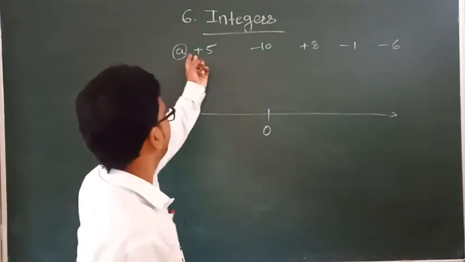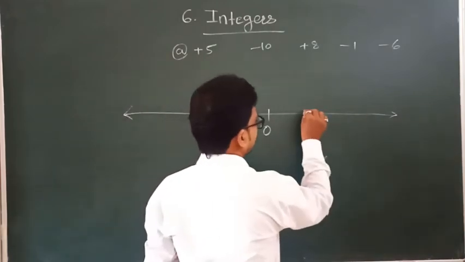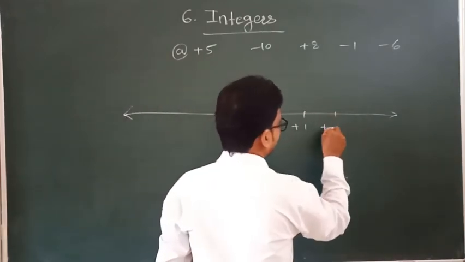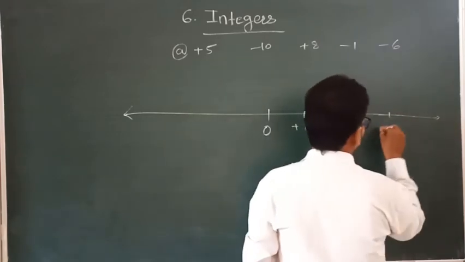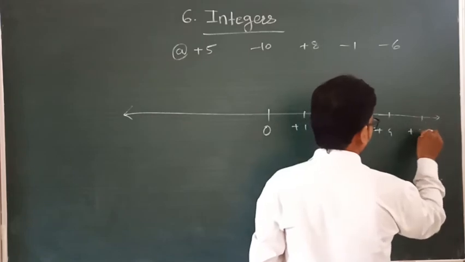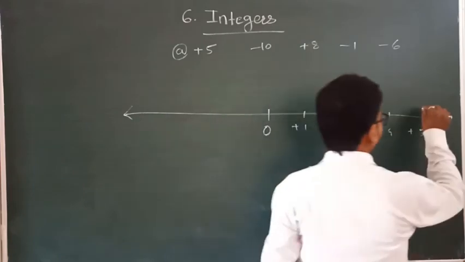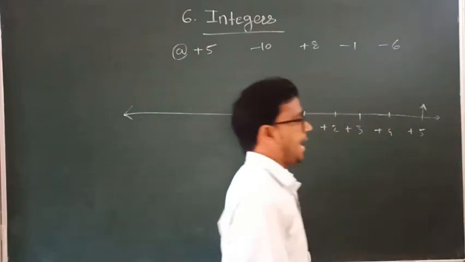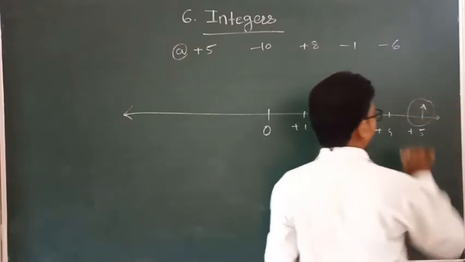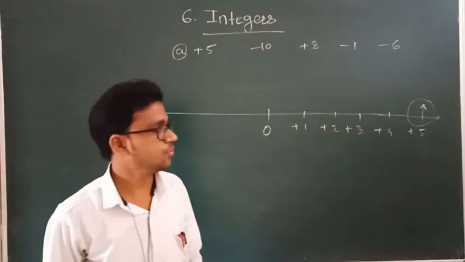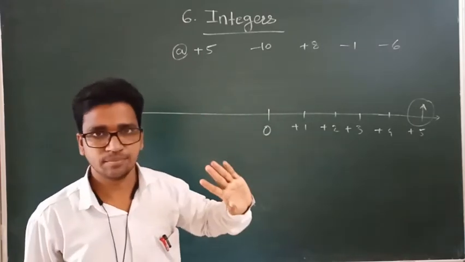So we start with A, positive 5. Here positive 1, positive 2, positive 3, positive 4 and positive 5. So it is positive 5. We can show it by giving an arrow on it, or we simply use a circle. So this is positive 5, A.